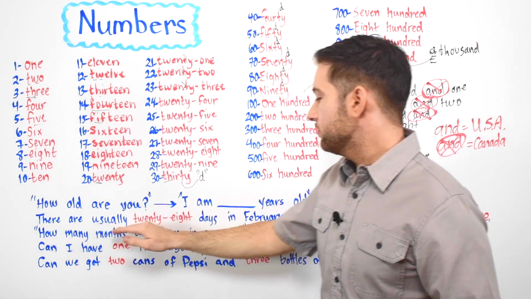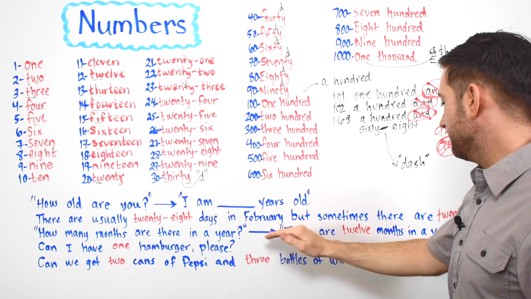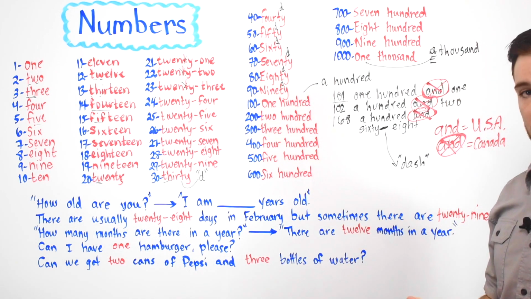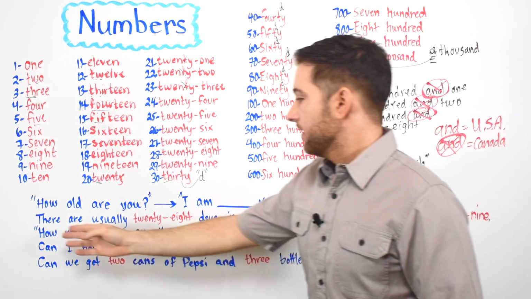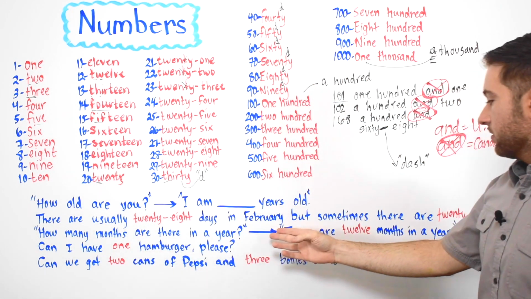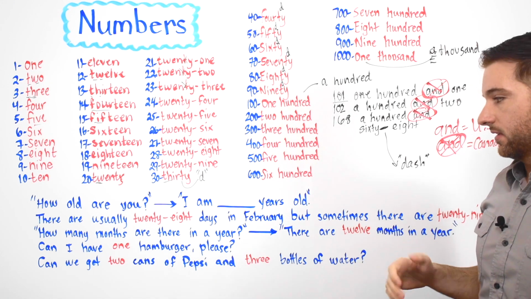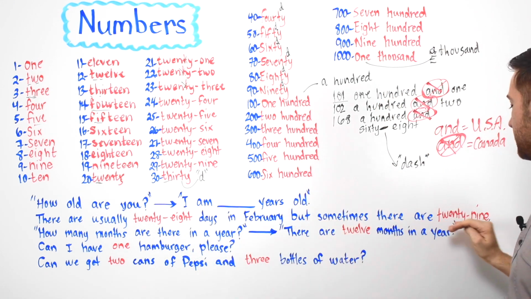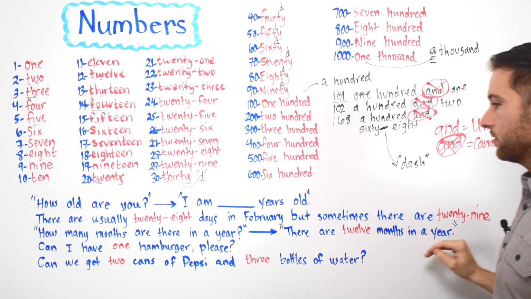It says there are usually 28 days in February, but sometimes there are 29. So, let's read it again. There are usually 28 days in February, but sometimes there are 29. Okay? So that's pretty simple. Every 4 years there's an extra day in February, so that's why you have 29.